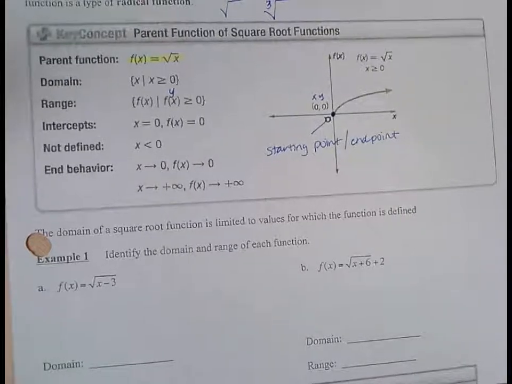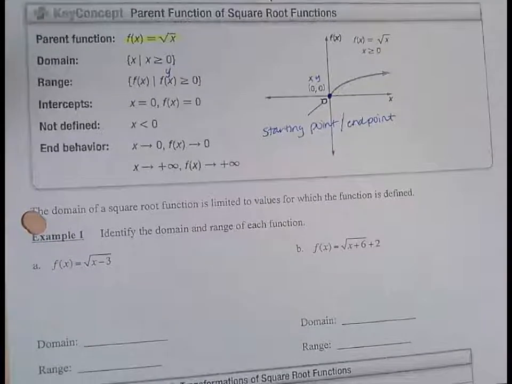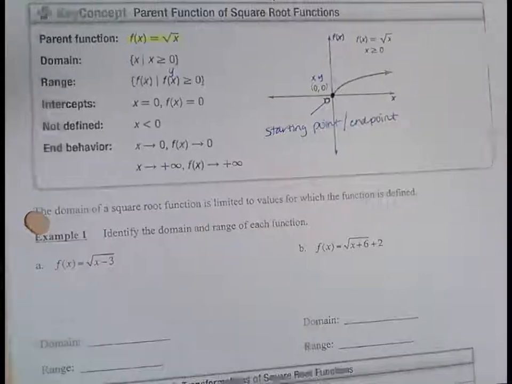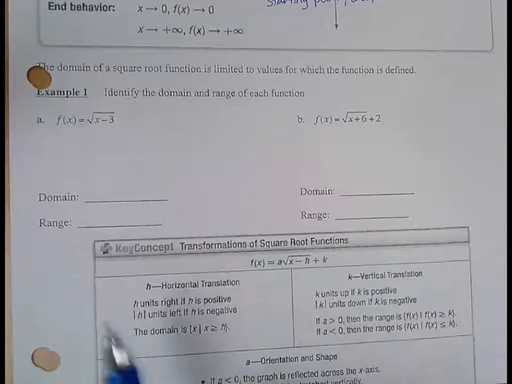Okay, but I'm not asking you in this chapter to identify end behavior for your square root functions. I will ask you to graph them. I will ask you to find domain and range. So in the first set of examples, it says above example 1, the domain of a square root function is limited to values for which the function is defined. So we're going to go through both A and B together, how to identify what the domain and range are for a square root function without looking at a graph.